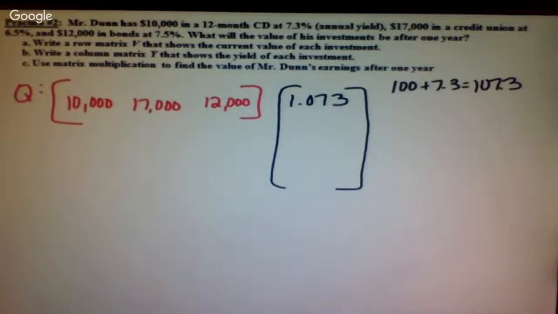1.073. Okay, if you just put 7.3%, you're going to end up losing money and not gaining it. It has to go over 100. So now we're looking at 6.5% becomes what as a decimal? 1.065. And then his last bond is at 7.5%.